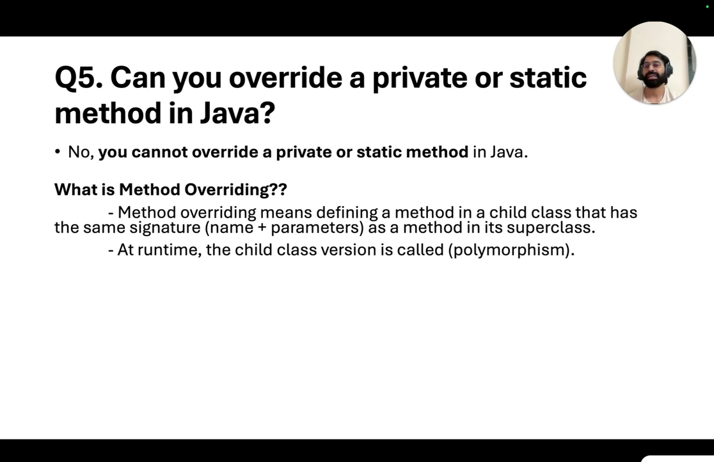Method overriding means defining a method in a child class that has the same signature, that is, name plus the parameters, as a method in its superclass. So we have a child class and a parent class. If we override the parent class method in the child class such that the name and the parameters of the method are the same, then it is considered method overriding. And at runtime, the child class version is called, as polymorphism, right?